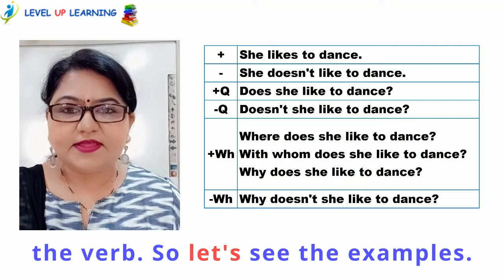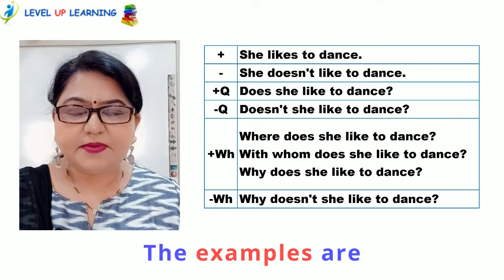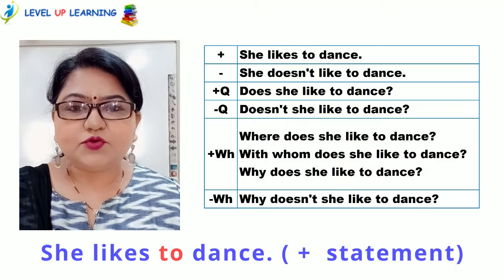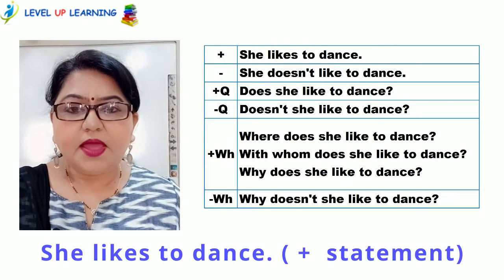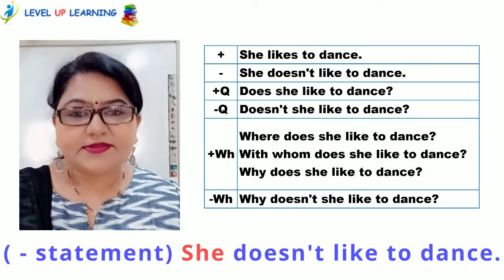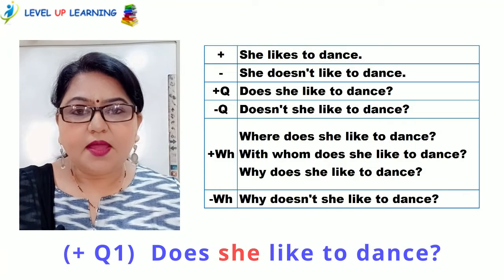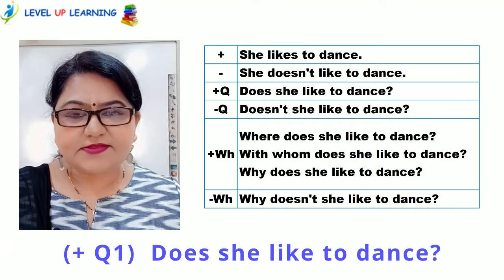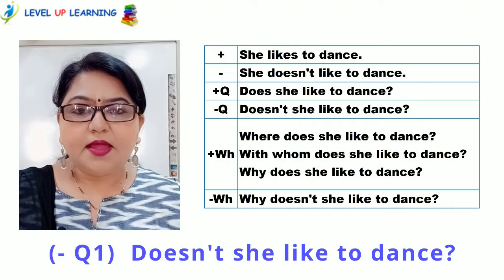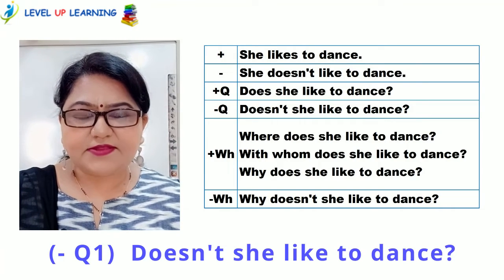So let's see the examples. The examples are: She likes to dance. Positive statement. Negative statement: she doesn't like to dance. Positive question 1: Does she like to dance? Negative question 1: Doesn't she like to dance?